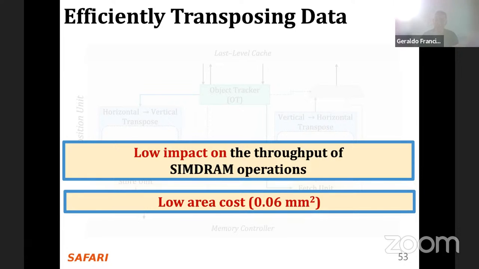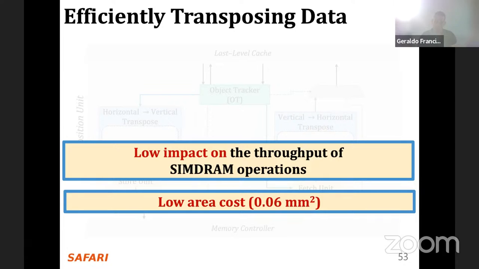In DRAM itself, we do have some works from our own group, as for example, Figaro, that shows ways of copying columns of data from one row in a subarray to another one, which kind of enables some sort of transposing. Again, it's not exactly the same as SIMD-RAM, but it is some form of data reorganization.